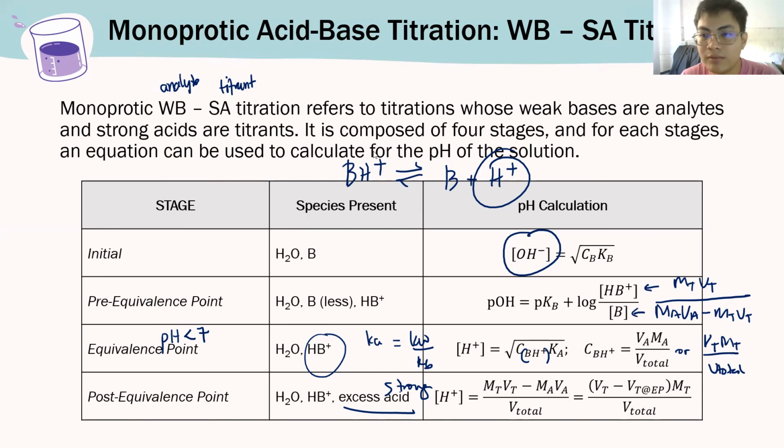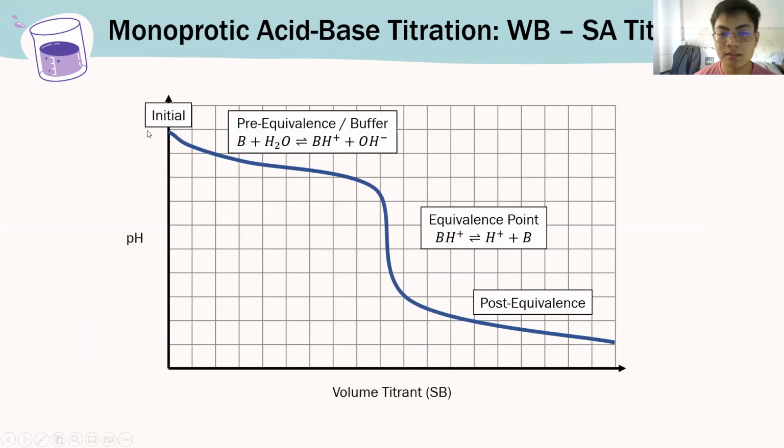Those are the equations, and let me just show you the titration curve for the weak base-strong acid. So baliktad naman dito. Kanina we started here, di ba? Now, pababa naman. So of course, initially you have your weak base, so it will have a very high pH. And then as you add your strong acid titrant, bababa yan, then you have your inflection point here. That's your equivalence point. And the post-equivalence is, of course, acidic.